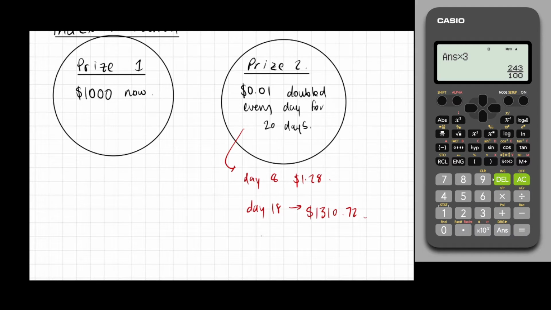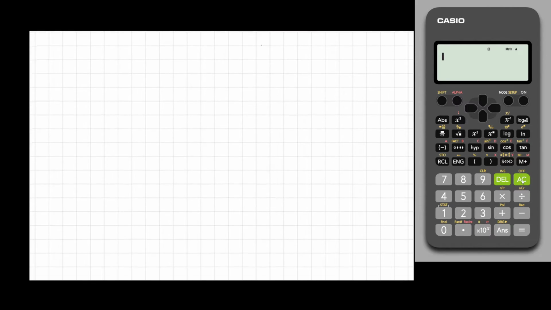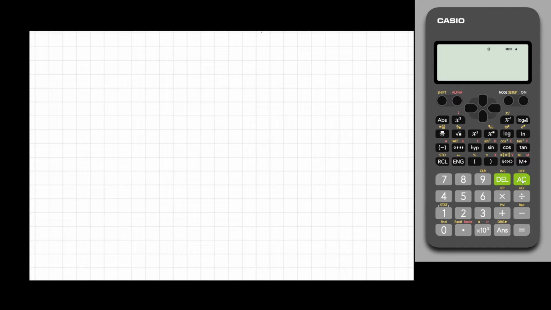But obviously I don't want to sit here forever and keep typing in this value. So what I could do instead is write out my calculation. What was the value I started with? Well, it was 0.01, times 2, and then we times it by 2, and we did this 20 times.